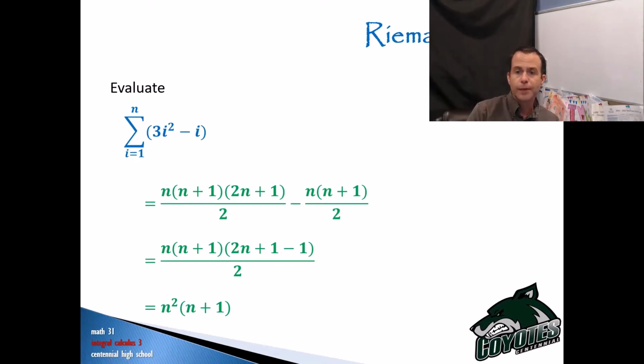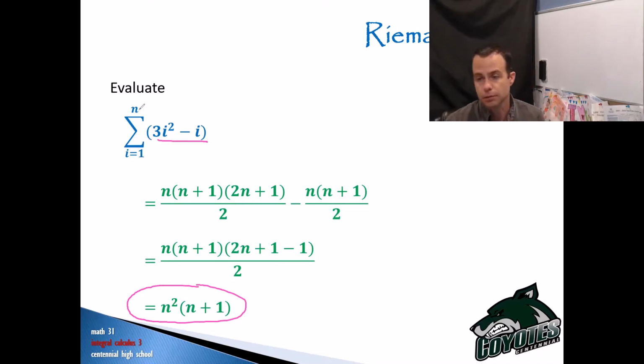Now, what the heck did I just do? What does this mean? This refers to what the summation will equal depending on what n is. So if, say, I wanted to go from 1 to 5, I could plug 5 in here. That would be 25 times 6, which is 150. So the summation of this expression from 1 to 5 would equal 150. That's what this says.